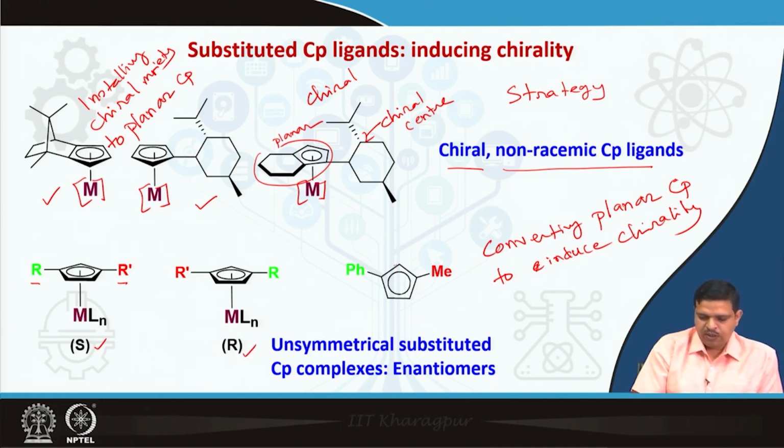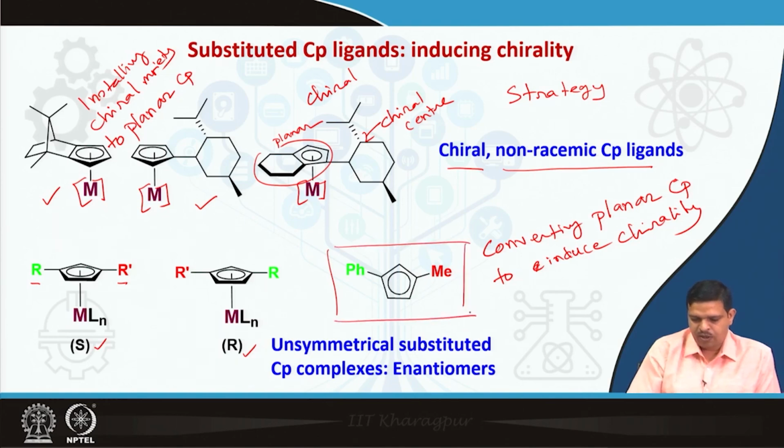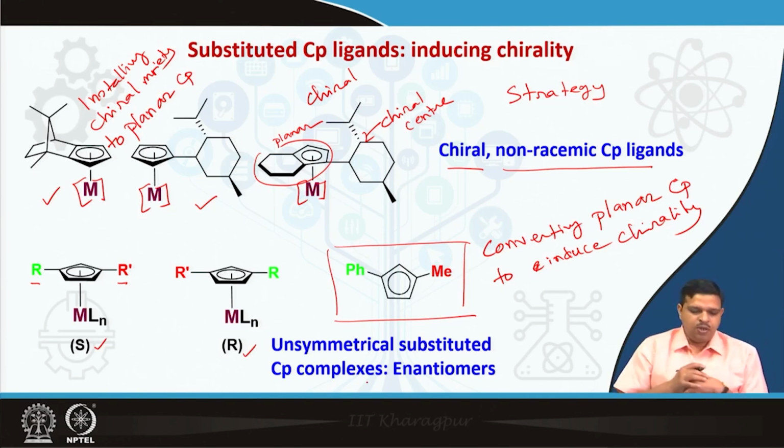So, one very simple Cp-based ligand is this one, the unsymmetrically substituted phenyl and methyl. From there you can make two enantiomeric metallocene compounds. So, unsymmetrically substituted Cp complexes will give enantiomers of the metallocene. These are very important in our future classes: how we can make the chiral catalyst, and how the enantiomerically pure catalyst will give a different tacticity when compared to the racemic mixture of the catalyst. That we will discuss in the future classes.